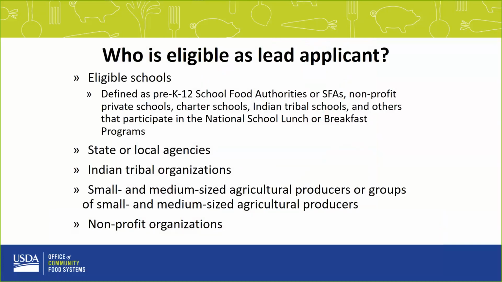Many different organizations can apply for Farm to School grants. Each organization can only submit one application as the lead applicant, but can partner with other lead applicants on multiple applications. When applying, you'll be asked to make clear in your application what type of eligible entity you are so that we can be sure if you're eligible or not.